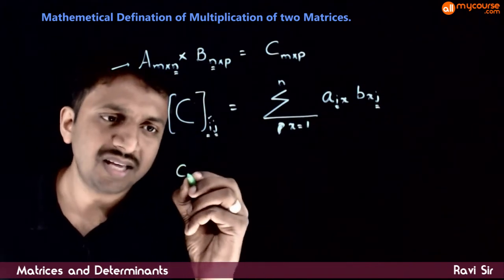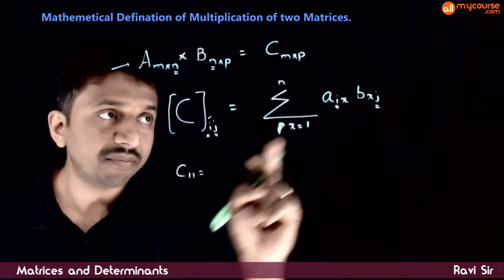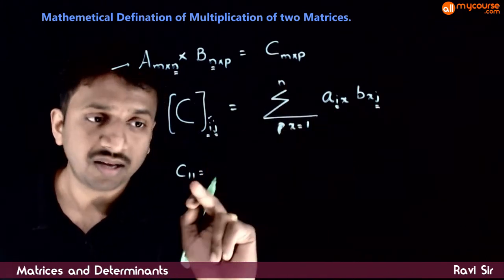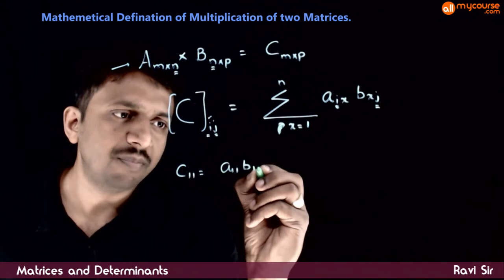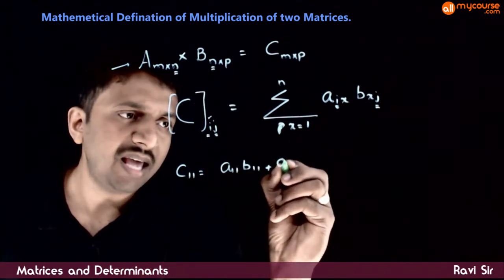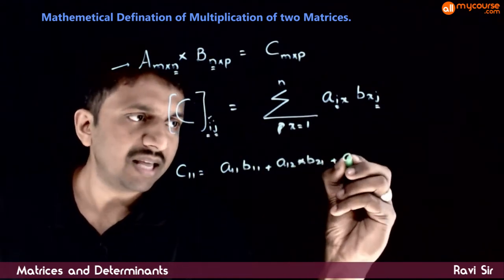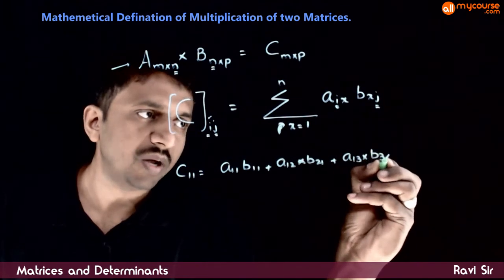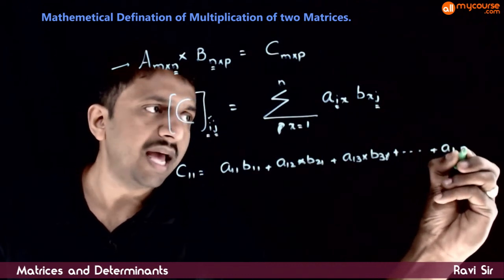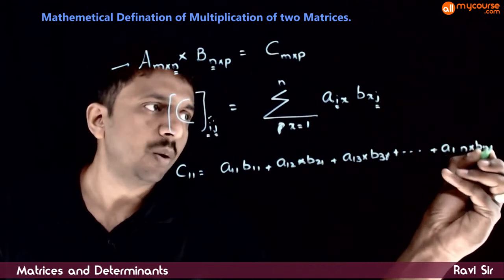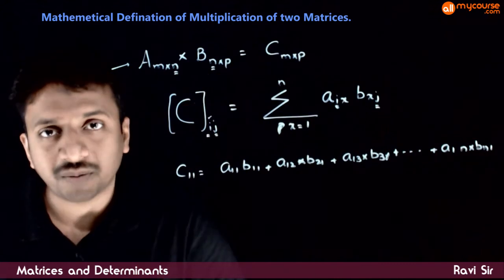That is, if you want C11, what you do is x goes from 1 to n, and i is 1 here, j is equal to 1. So A11 times B11 plus A12 times B21 plus A13 times B31, and so on up to A1n times Bn1. So this is the 1 1 element of the product matrix.